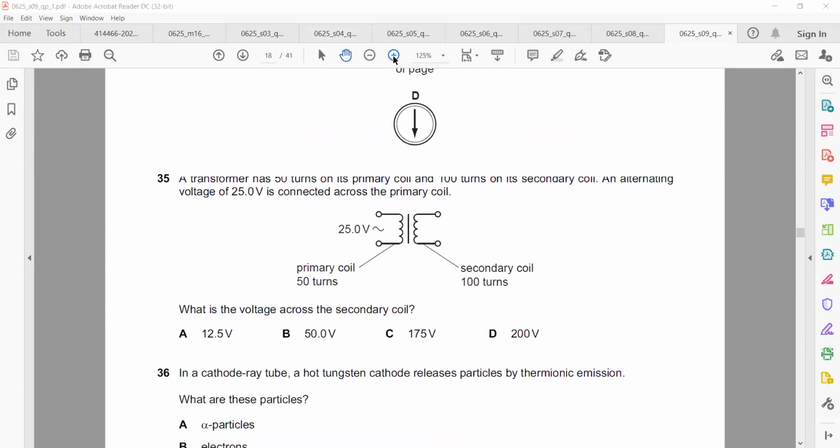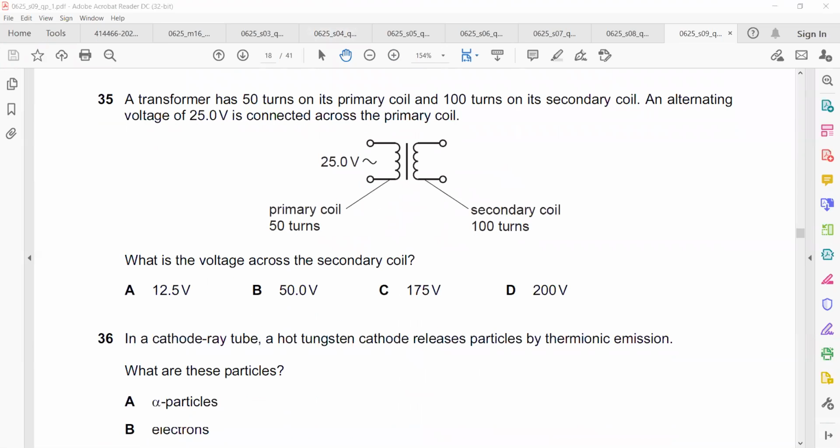What about 35? Question 35. The transformer has NP 50, NS is 100. This is again a repeated question. So VP, you need VS. The turn ratio is two times, so the voltage should also be twice. That's why B is the right answer.